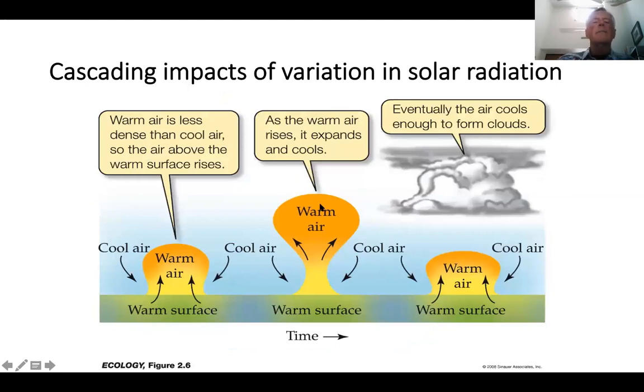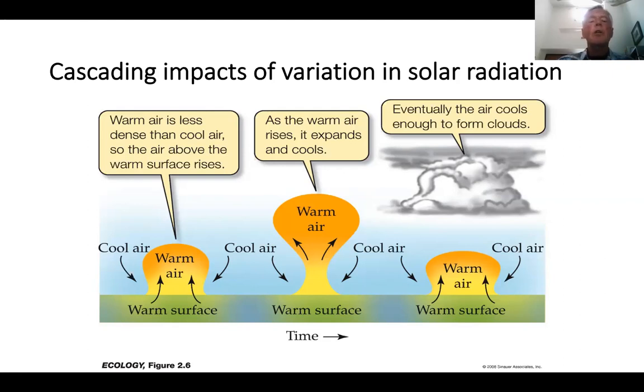Why does that matter? Because of one of the laws of physics. So as solar radiation reaches the equator at its highest intensity, it's going to warm the surface of the Earth, and that warming of the surface of the Earth is going to warm the air. And because of the ideal gas law, that warming air is going to expand. And as it expands, it's going to become less dense. And because it becomes less dense, it is going to rise, all right? So it warms and rises.